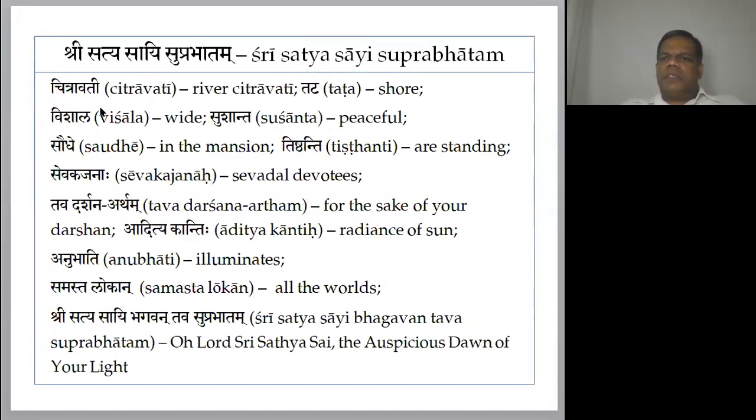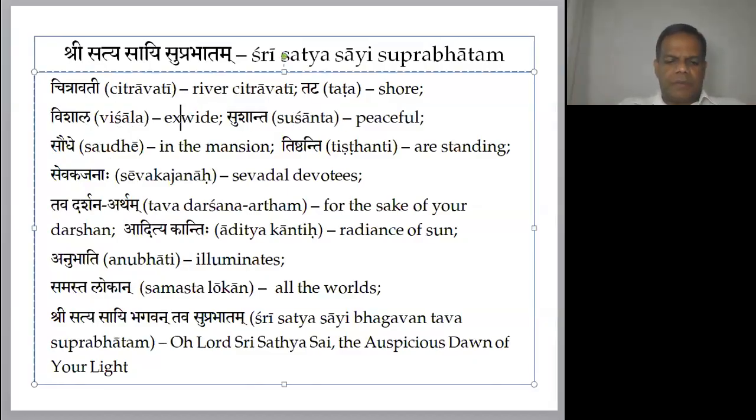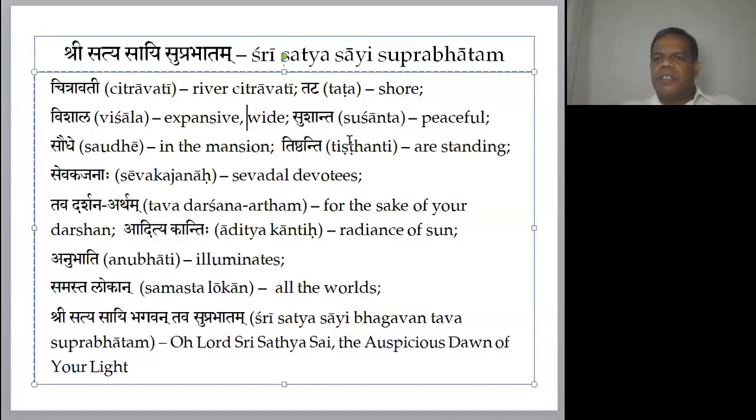Chitravati is the river Chitravati. Tata is the shore or the banks. Vishala Sushanta Saudhe. Vishala is very expansive, very wide. You can say expansive also. I'll just put expansive. Sushanta. Shanta itself is peace. Sushanta means very auspicious peace, auspiciously peaceful.